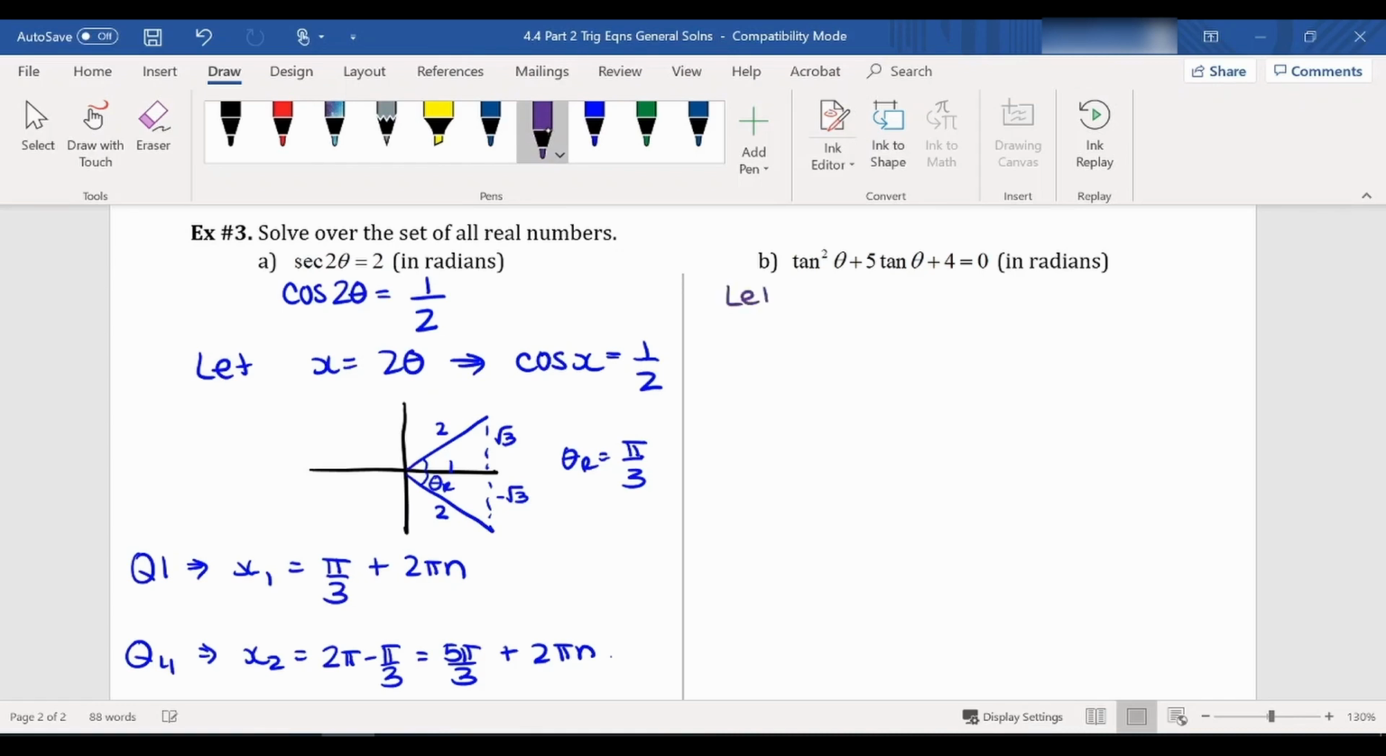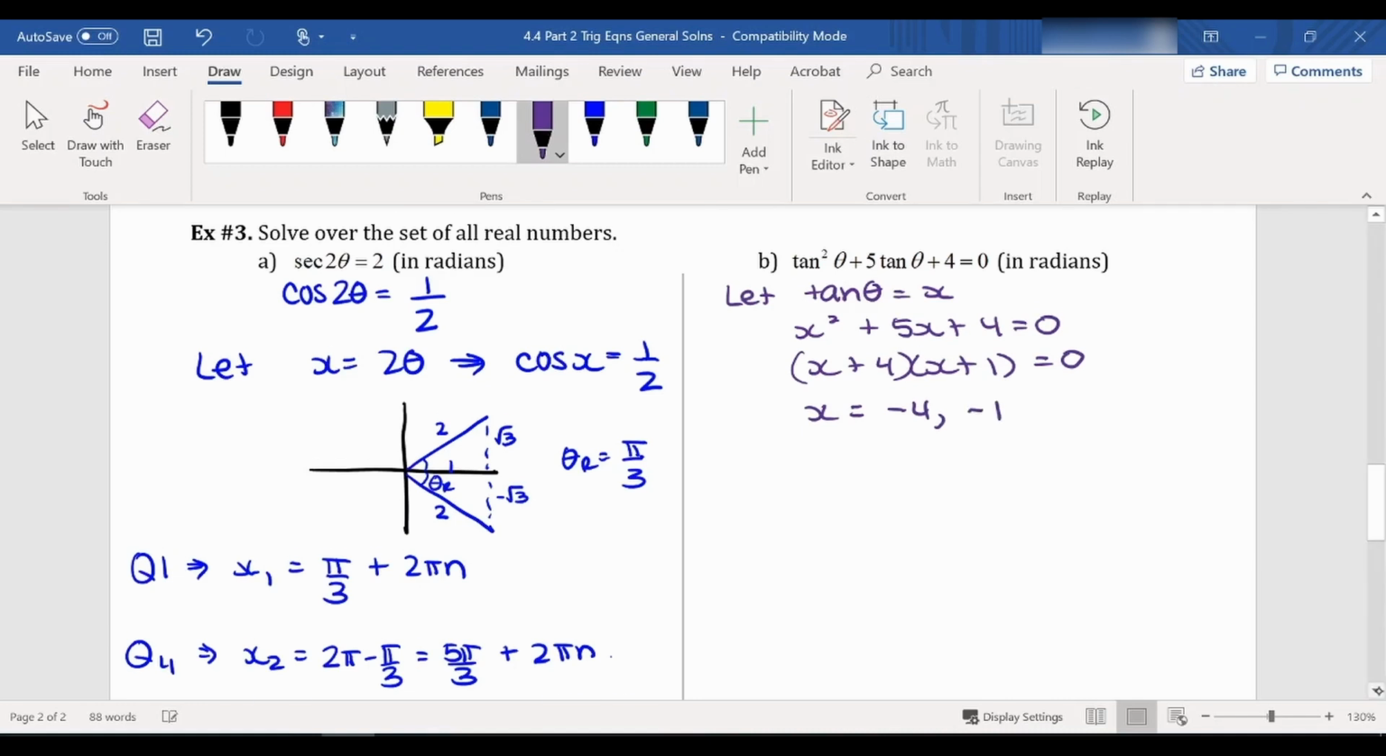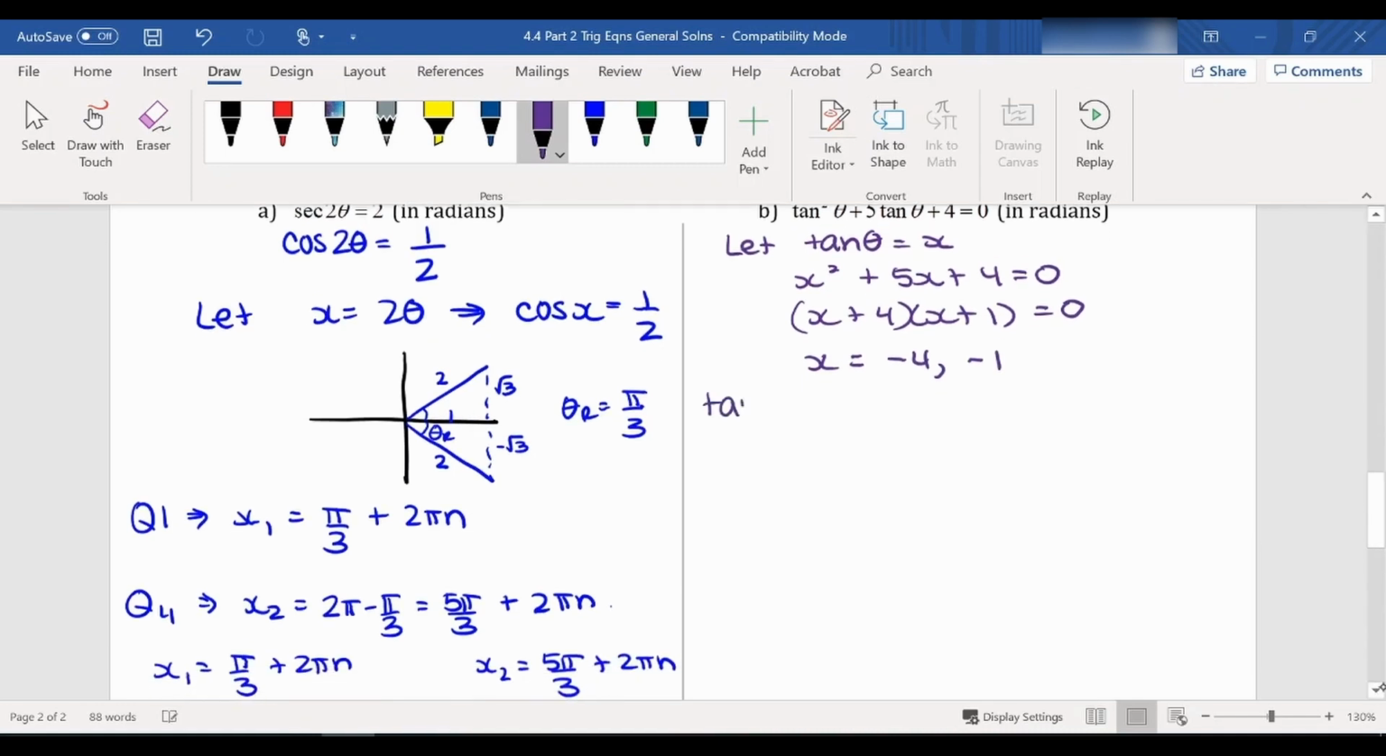So this next one, I'm going to say let tan theta equal x to make myself deal with this quadratic a little bit easier. So this would be x squared plus 5x plus 4 equals 0, or x squared plus 4x plus 1 equals 0, x equals -4 or -1. Okay, this means either tan theta equals -4 or tan theta equals -1. Now remember, cosine and sine cannot be bigger than 1 or smaller than -1, but tangent can be. So I'm going to have two separate diagrams, two separate sets of answers.